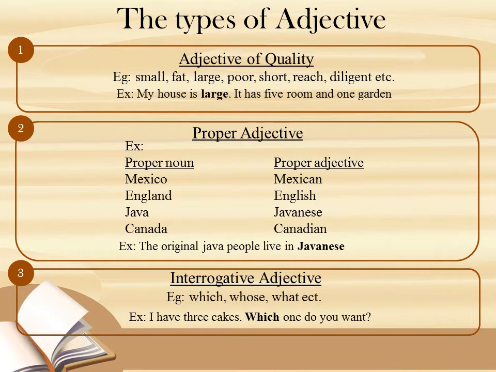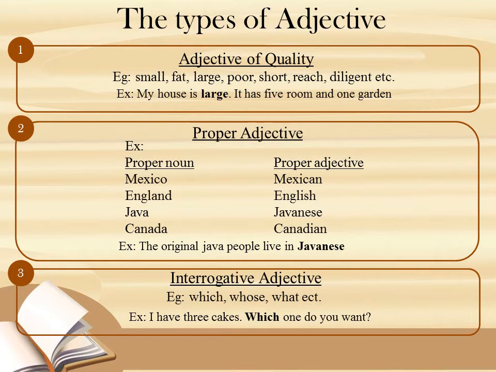specific person, such as proper noun Mexico becomes proper adjective Mexican, England becomes English, Java becomes Javanese, Canada becomes Canadian. For example, the original Java people live in Javanese. In the sentence, Javanese is proper adjective.